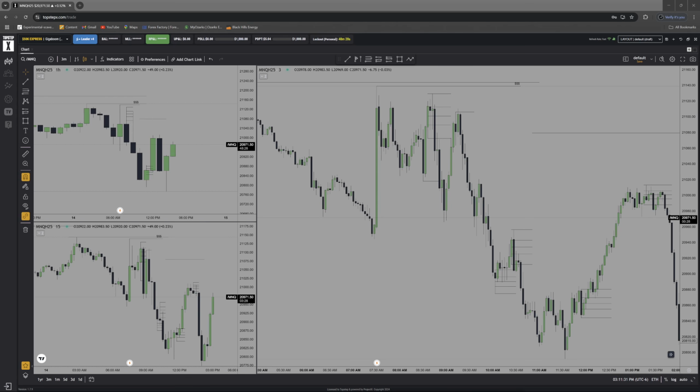So this is going to be the video going over the dream model, which is kind of just a play on a previous model that I traded prior. All that has basically changed is it's just one little entry refinement.